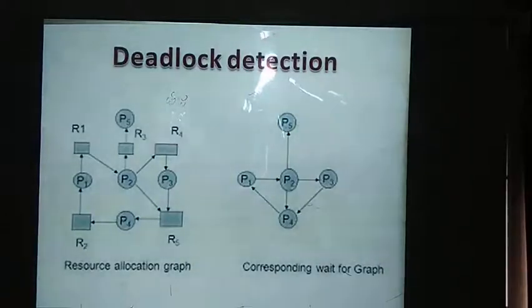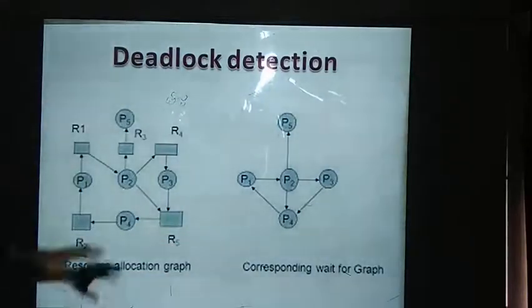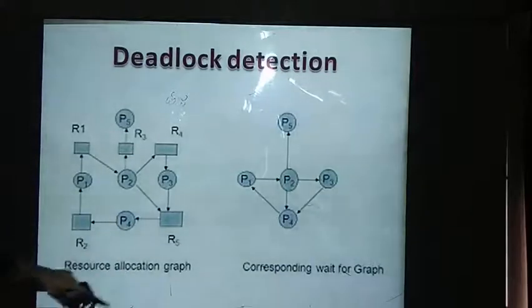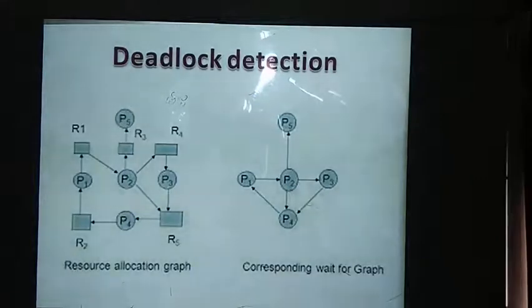See here, you have the resource allocation graph, and you will be requesting resources. They will be allocated to you, and from that I will take the wait-for graph. When I take the wait-for graph from your resource allocation graph, it should not have any cycles. If it has cycles, if processes are depending on other processes to complete, then it will give you a deadlock situation.